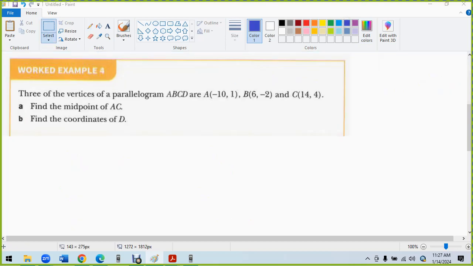We look at worked example number 4. Three of the vertices of parallelogram ABCD are these 3 points. They want us to find the midpoint of AC and the coordinates of D.